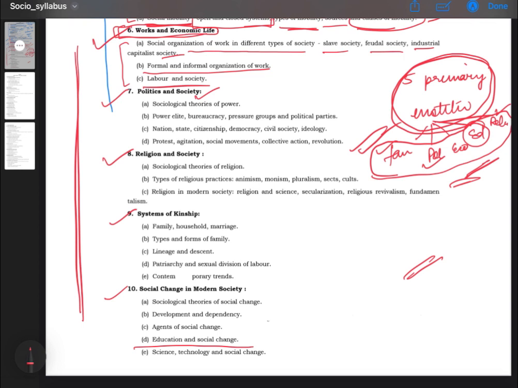Next is politics and society: sociological theories of power elite, bureaucracy, pressure groups, political parties, nation state, citizenship, democracy, civil society, ideologies. Also, with each topic, each word that is written, we will be covering it in an introduction, body, conclusion way only. We will be collecting enough data in this structural form for every topic, so that we are able to write the answers in that structure only.